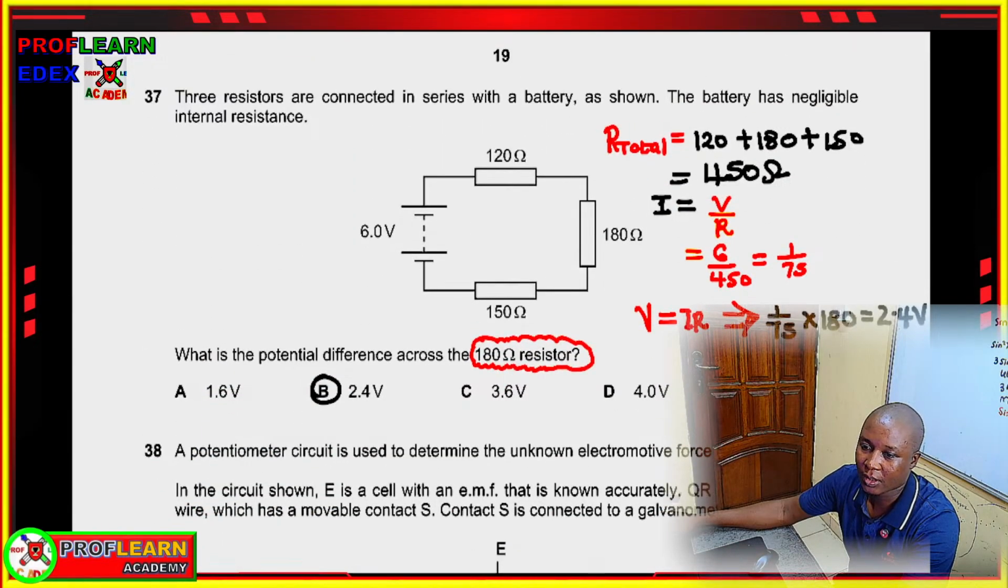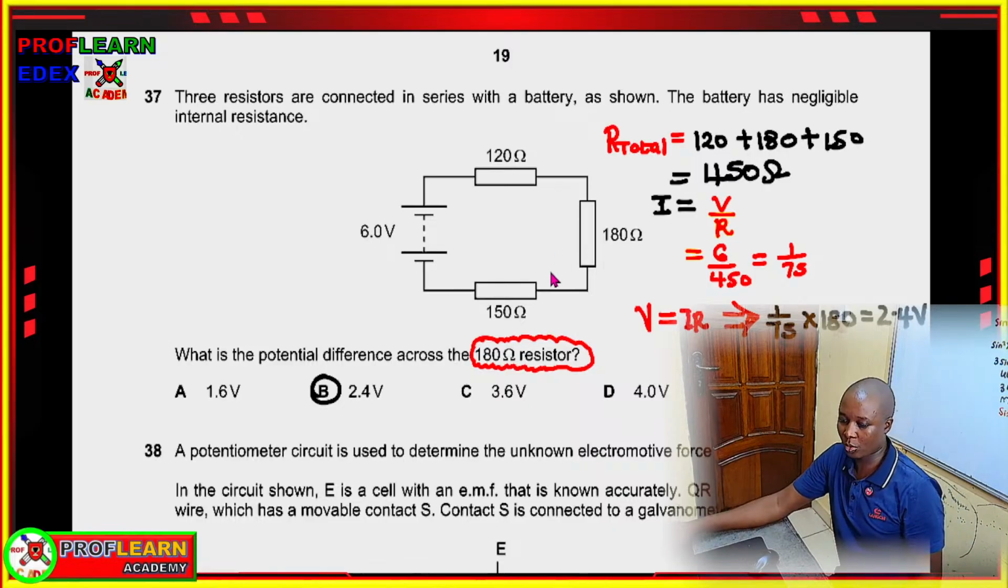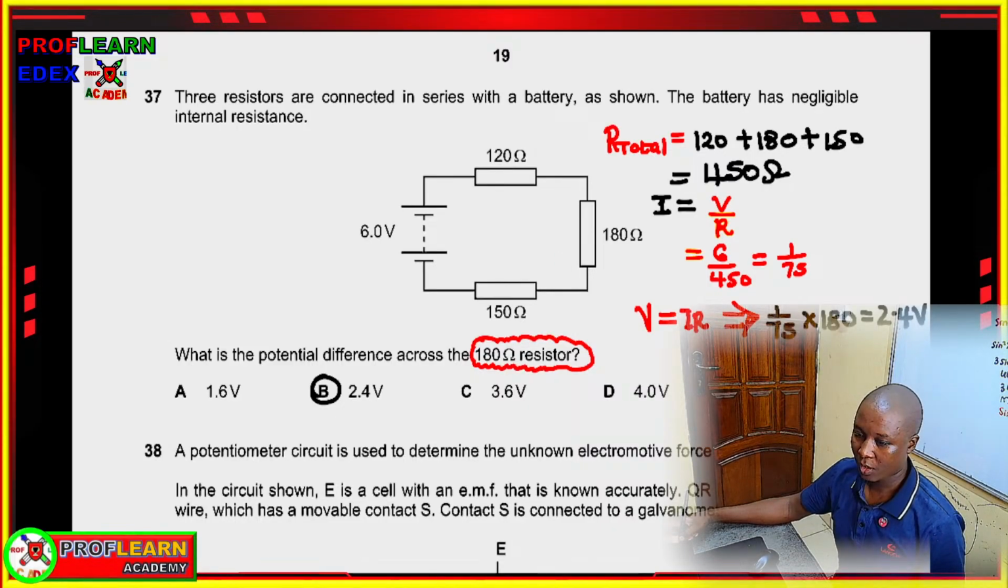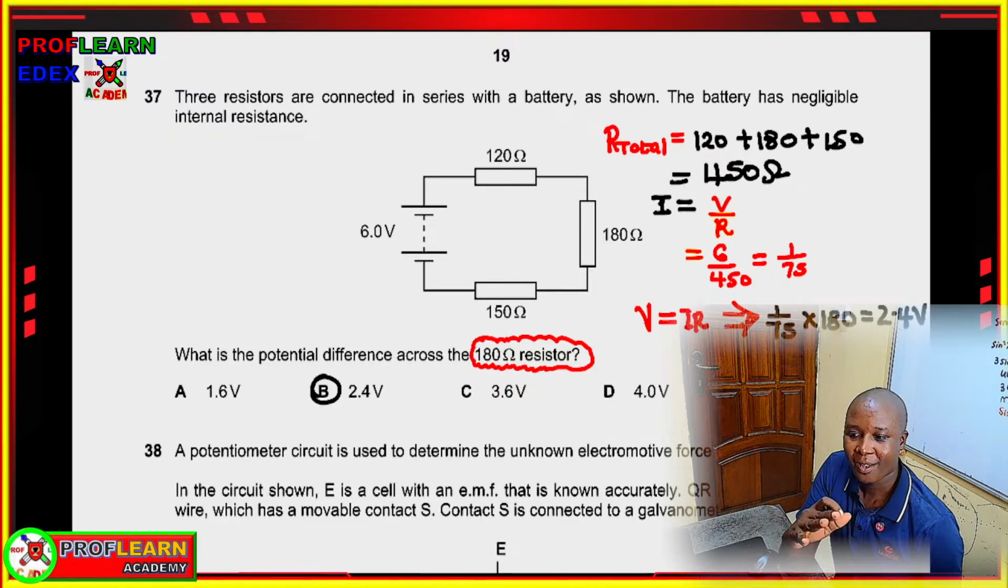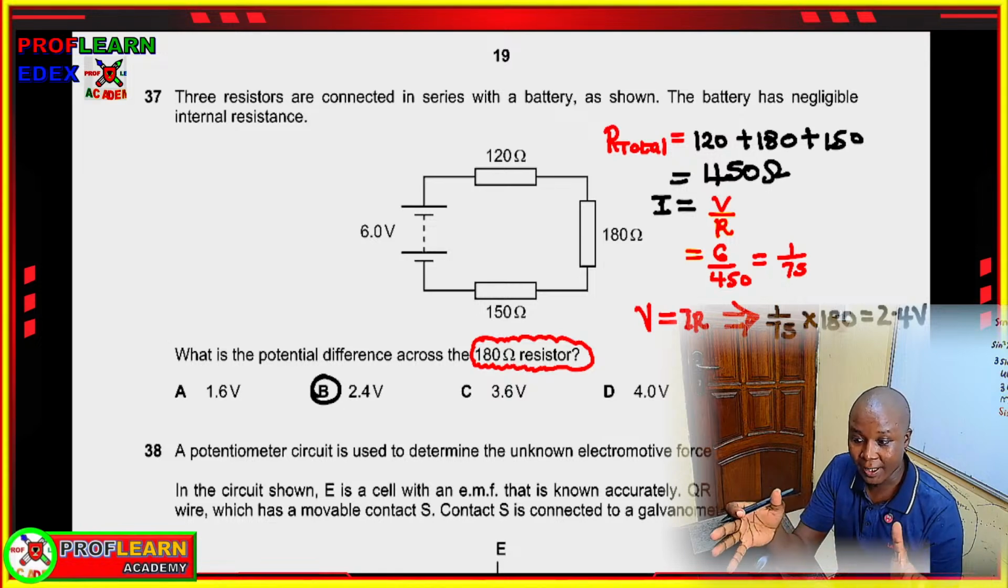There are three resistors in series as shown here. What is the potential difference in the 180 ohm resistor? So the first thing you are supposed to do in this question is to work out the total resistance in the circuit. Because all the resistors are in series, we say 120 plus 180 plus 150, which is going to be 450. Then once we have the total resistance, which is 450, we are going to work out the total current in the circuit.